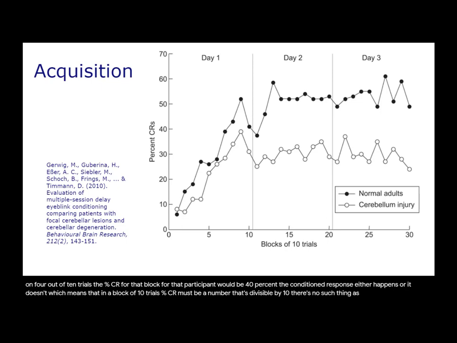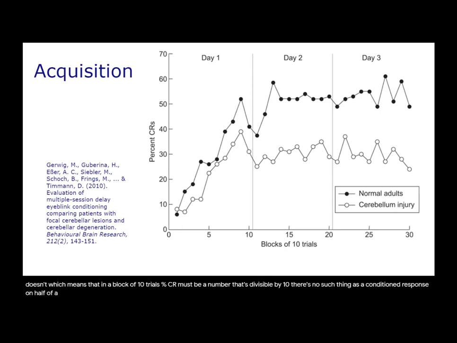There's no such thing as a conditioned response on half of a trial. You've probably noticed that most of the data points look like they're between those even divisible by 10 values. Do you know why that is?